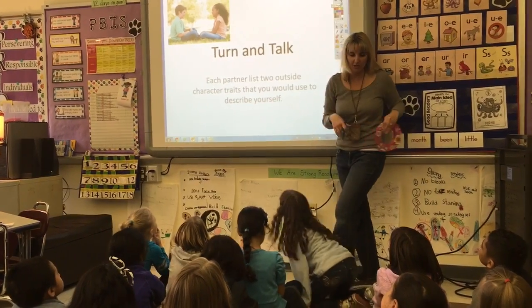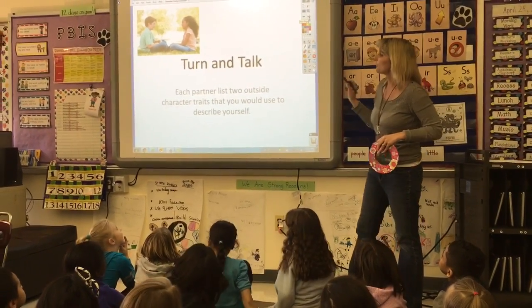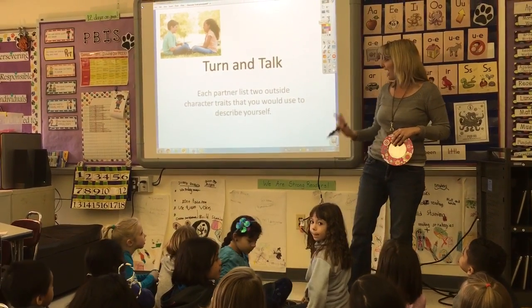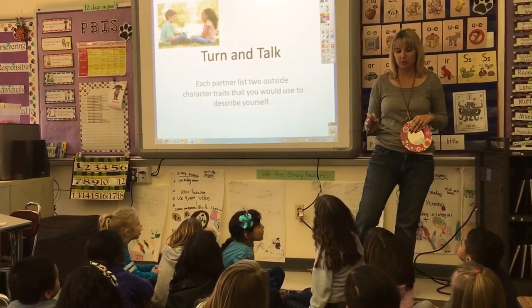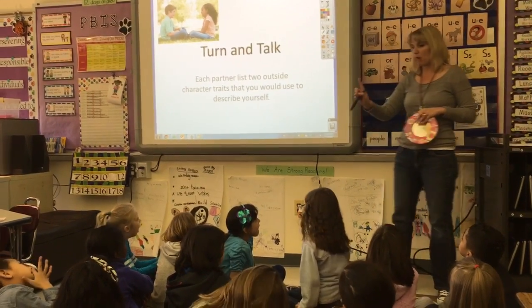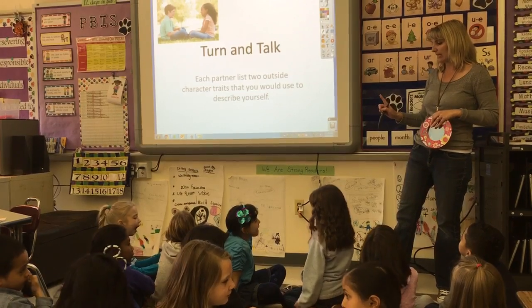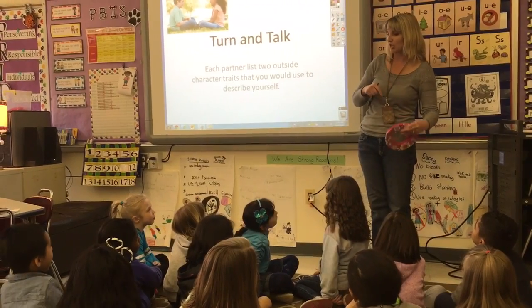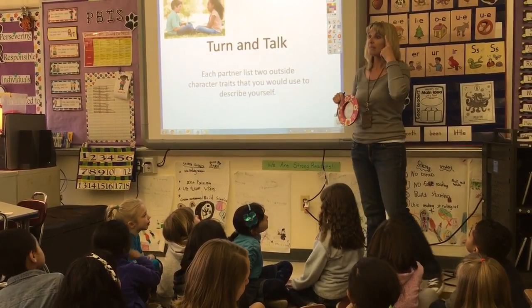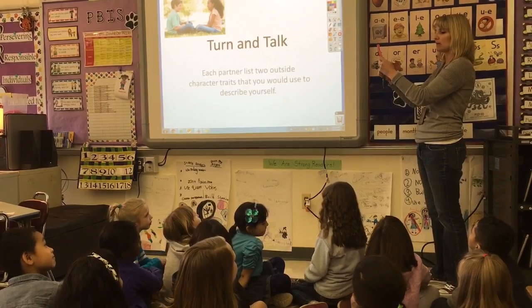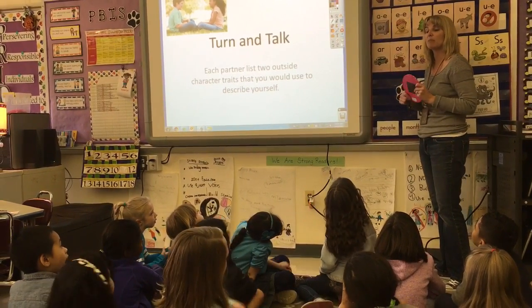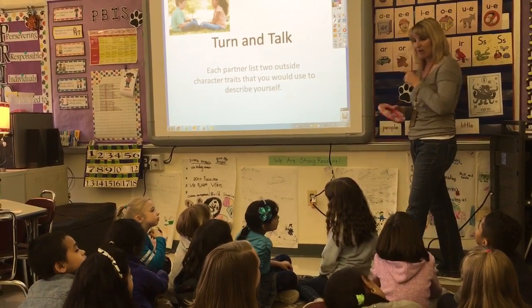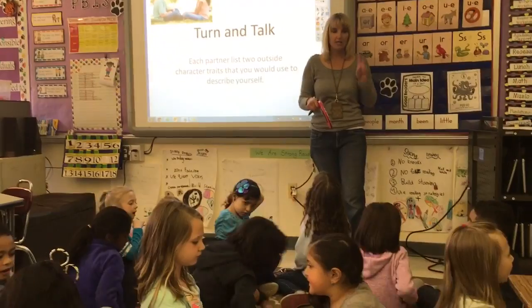Okay. What you're going to do to get your mind thinking, you're going to turn and talk. Each partner, you're going to list 2 outside character traits that you would use to describe yourself. Pick one person that's going to go first. Decide on who's going to go first. You're going to choose your 2 character traits, and then you're going to switch and let your partner do it. Think about, if I looked in the mirror or someone was looking at me, would they be able to see that trait? Yes. Then you know that it's an outside trait. Okay, turn and talk. 2 traits.